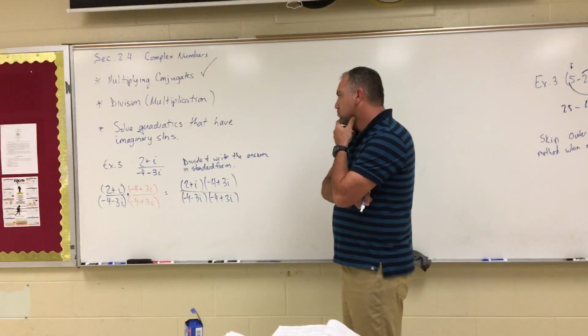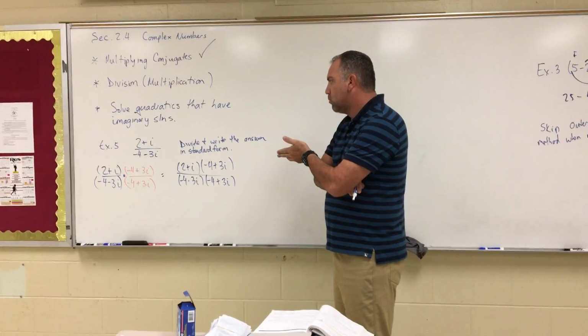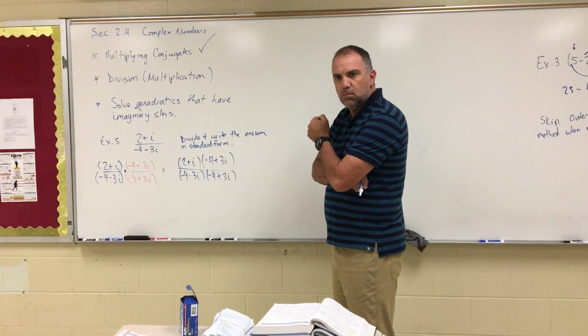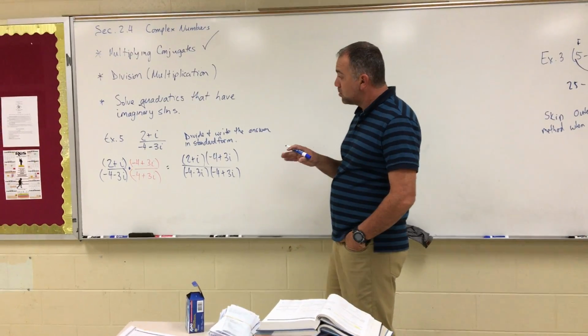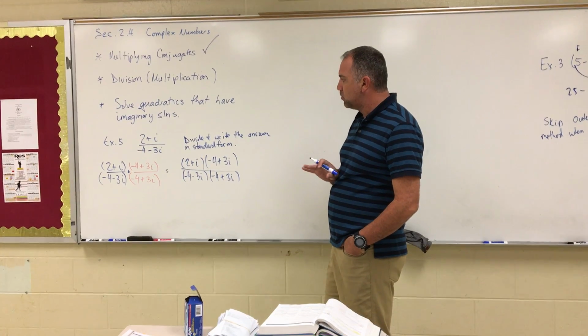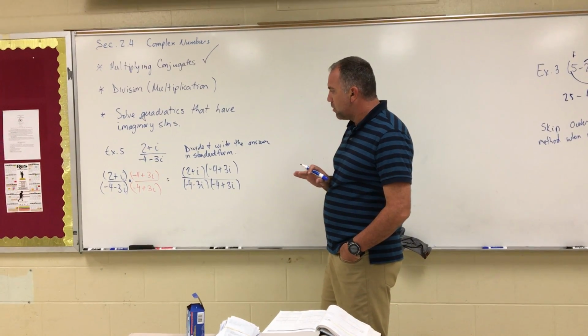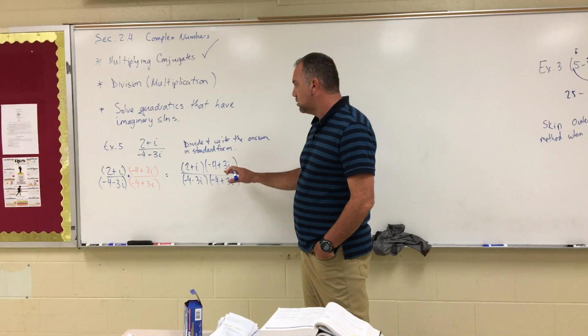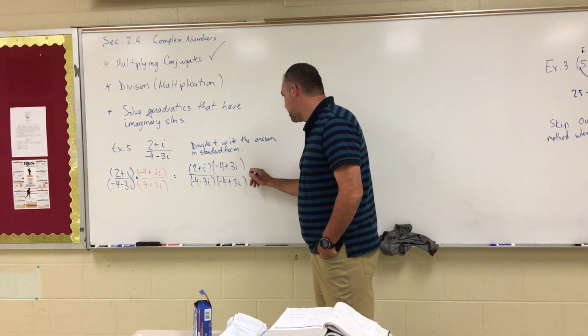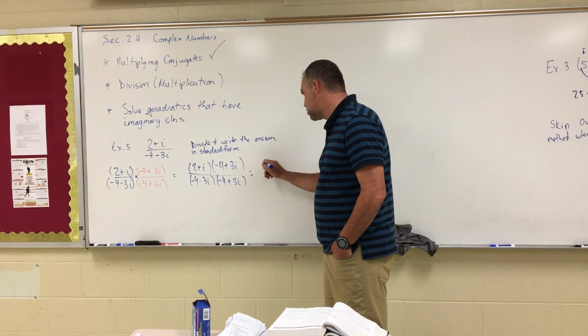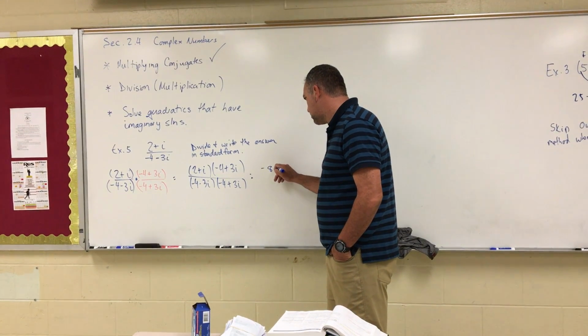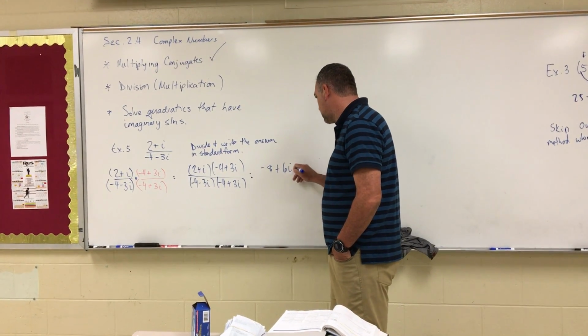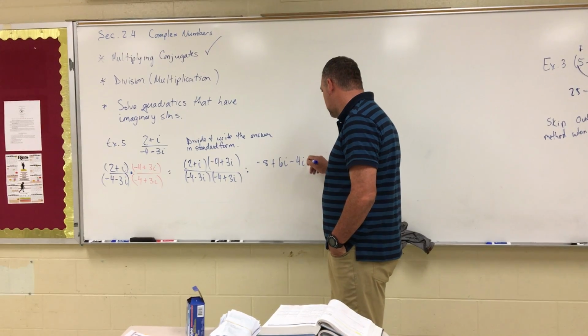So, where did you work first, the top or the bottom? The top. Okay, the top. So the top, do I have any shortcut, or do I have to just do full method? You have to do FOIL. Yeah, we have to do full method because they're not conjugates. So just tell me each spot and we'll write it out. What did you get? Negative 8 plus 6i minus 4i plus 3i squared.